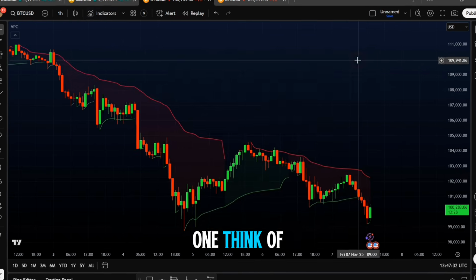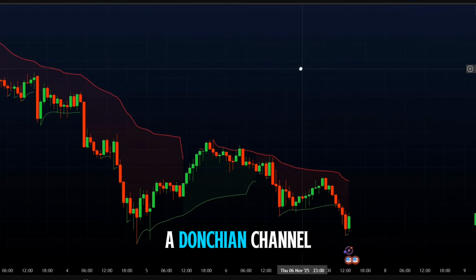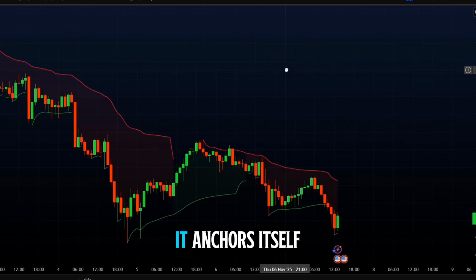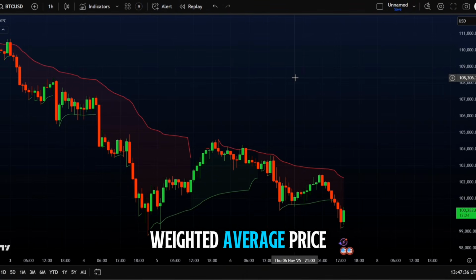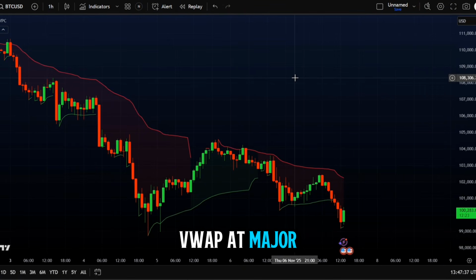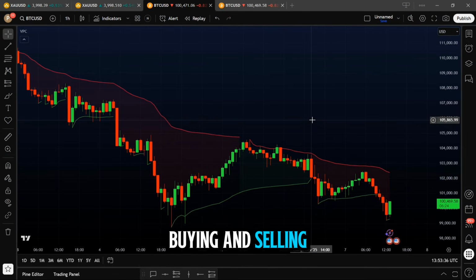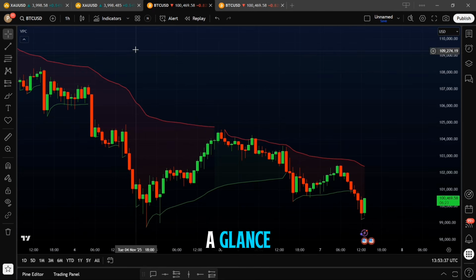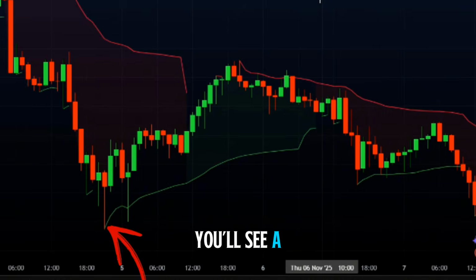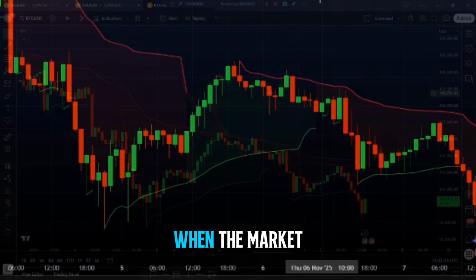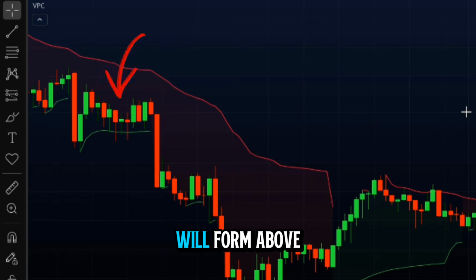Now, why this one? Think of it like a smarter, cleaner version of a Donchian channel. Instead of lagging, it anchors itself to the volume-weighted average price, VWAP, at major swing highs and lows. This means you're seeing levels based on actual buying and selling pressure. Here's how to read it at a glance. When the market is trending up, you'll see a green band forming below the price. When the market is trending down, a red band will form above the price.